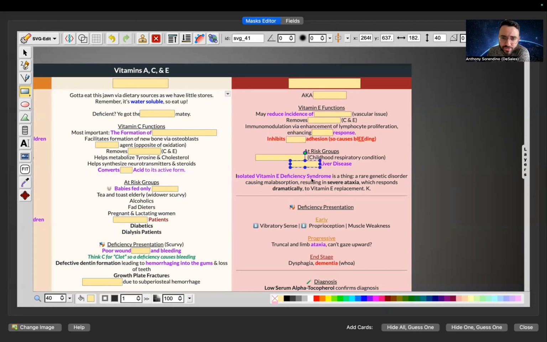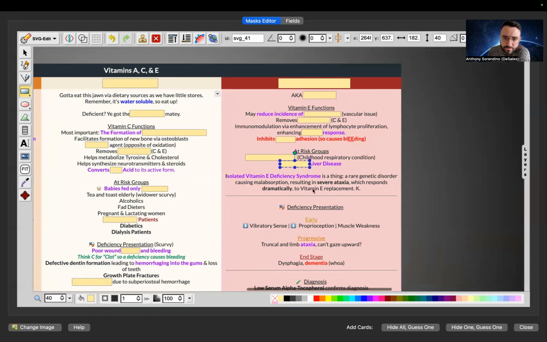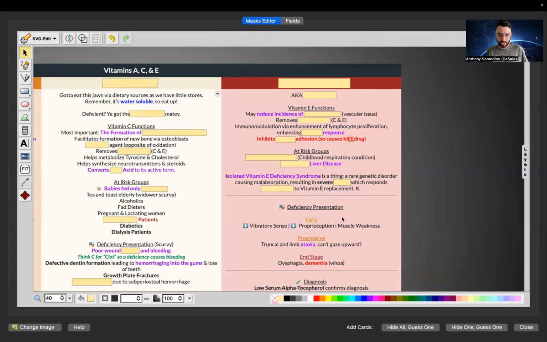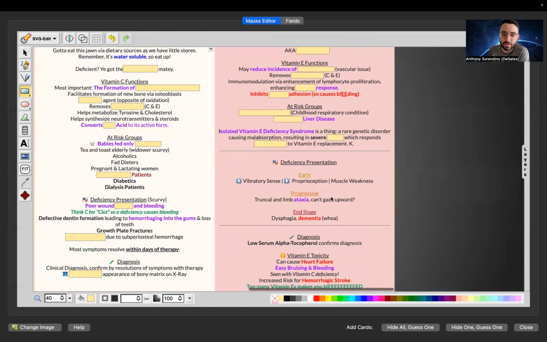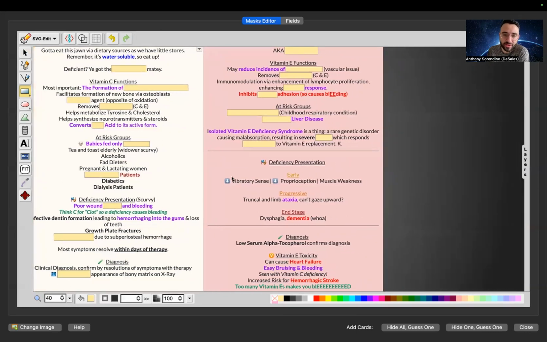Isolated vitamin E deficiency syndrome is a thing, a rare genetic disorder. Yeah, this responds dramatically, which seemed to be important, with this severe ataxia. So we'll throw that in there. We'll link those. So there are these kind of three deficiency presentations. I think they could throw that in there.